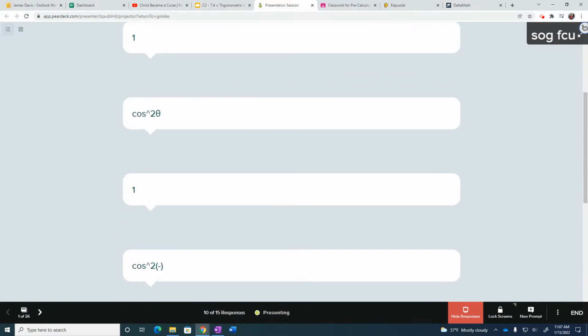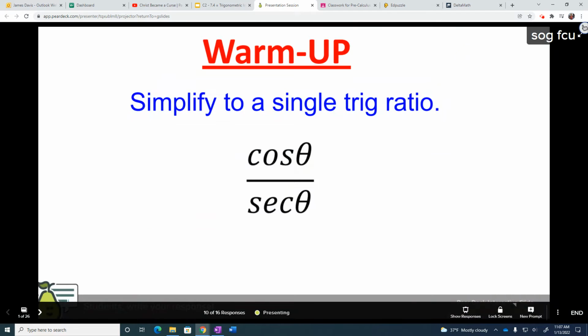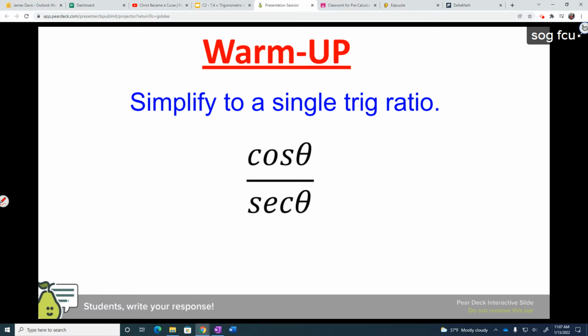So I'm seeing about two different answers here. Either cosine squared or 1. So let's figure out what it is here. The top is cosine. We're going to leave this cosine. The bottom is secant, which is equivalent to 1 over cosine, right?